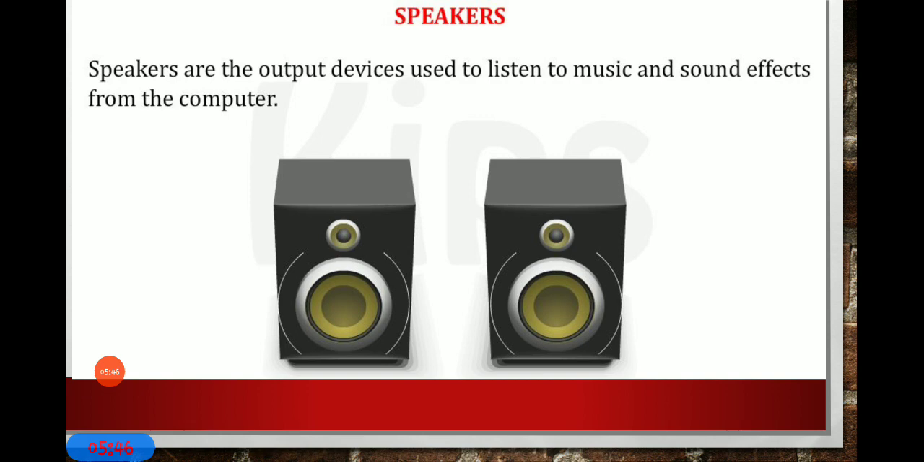Now, the second output device is the speaker. Do you think about how a speaker is an output device? Whatever comes out from the computer is called output. In a speaker, what comes out? Something which you play in the computer system comes out from the speaker. So obviously the speaker is an output device.